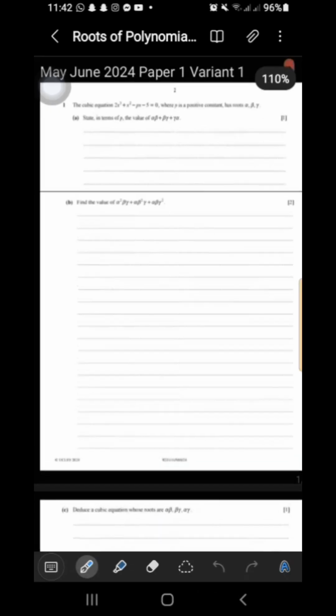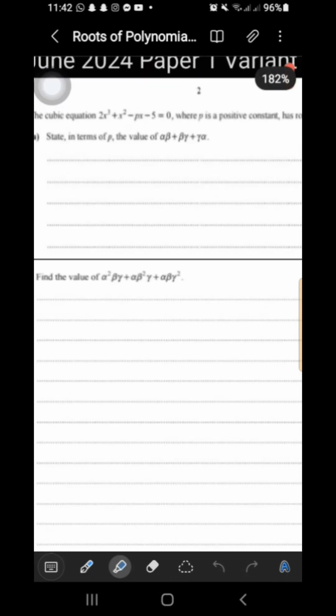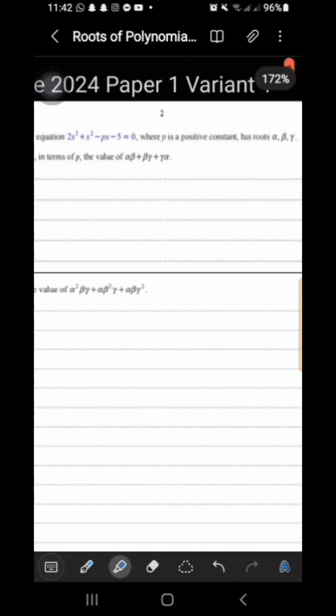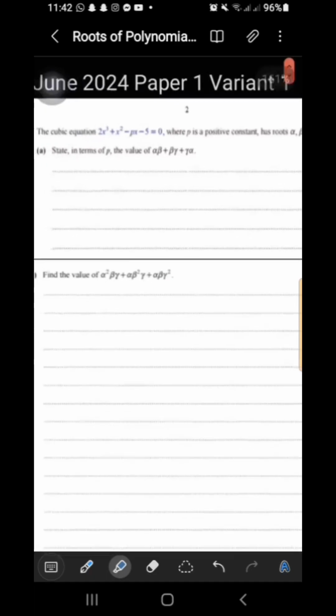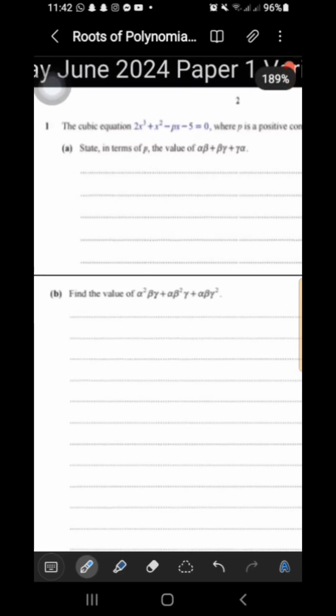Here the question is saying the cubic equation 2x cubed plus x squared minus px minus 5 is equal to 0, where p is a positive constant, has roots alpha, beta, gamma. State in terms of p the value of alpha beta plus beta gamma plus gamma alpha. So we will first do this.